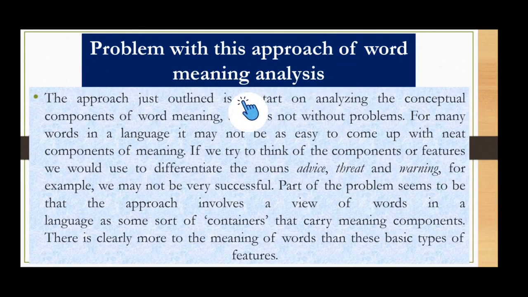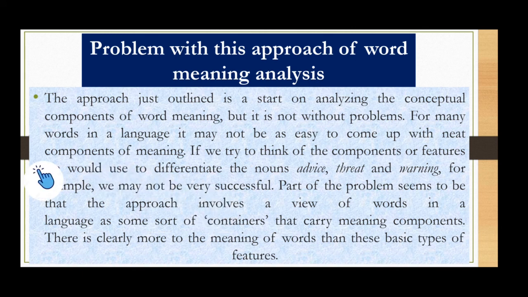Problem with this approach of word meaning analysis. It means that there is also a problem when we analyze the meaning of a word through the approach of semantic features. This approach just outlined is a start on analyzing the conceptual component of word meaning, but it is not without problems. For many words in English, it may not be as easy to come up with a neat component of meaning. If you try to think of the components or features we would use to differentiate the nouns advice, threat, and warning, for example, we may not be very successful.